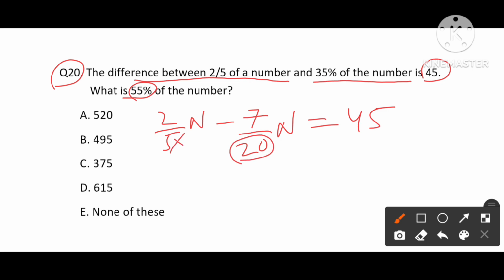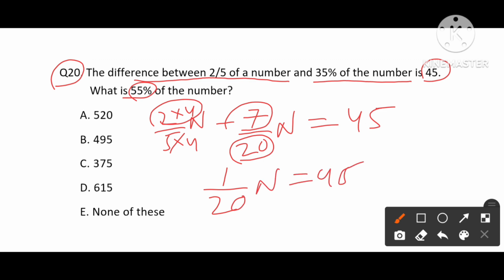So let's convert 2/5 to the base of 20 by multiplying by 4. So 8 minus 7 will be 1. 1 by 20 of n is 45. So the n value we got is 900. So we need to find the value of 55% of 900. 50% of 900 will be 450, and 5% value is nothing but 45. So combining these two we get 55%, which will be 495. The answer will be option B, 495.